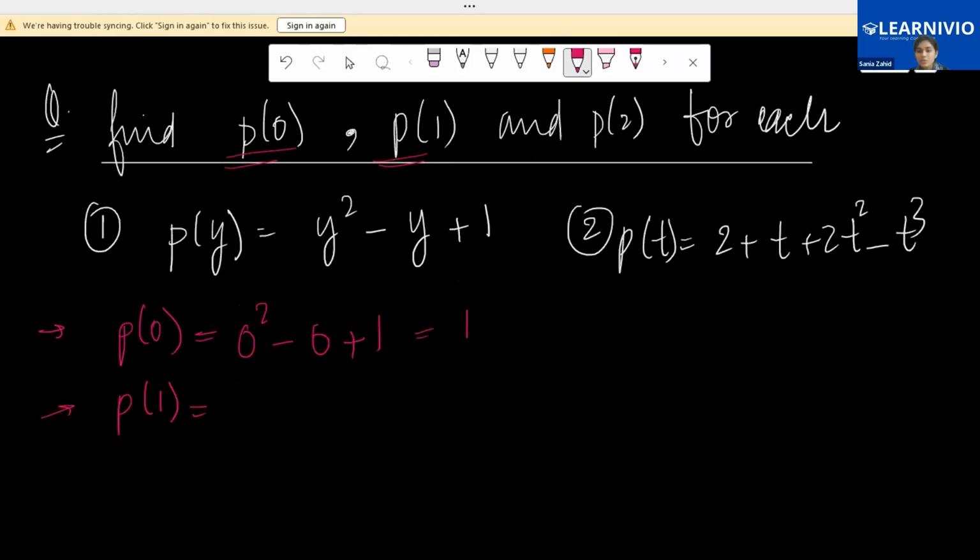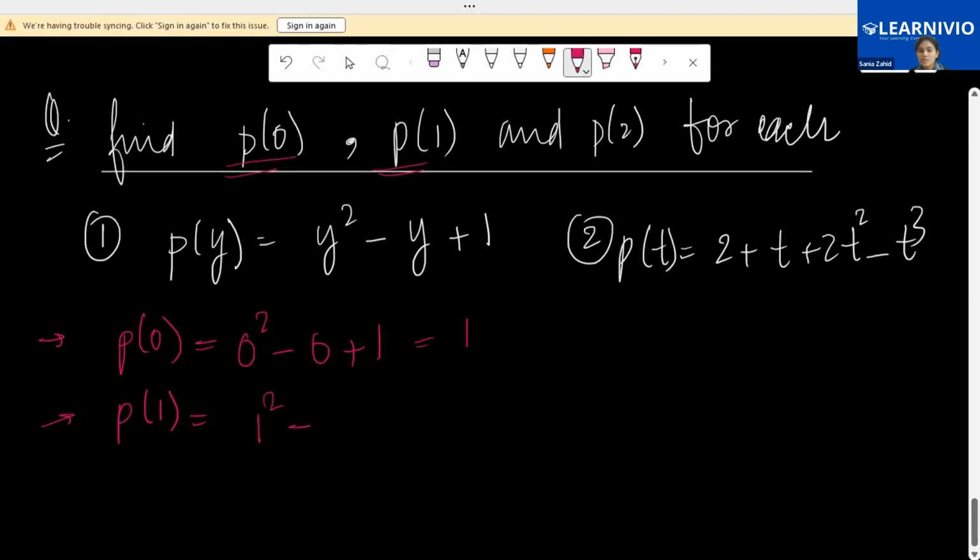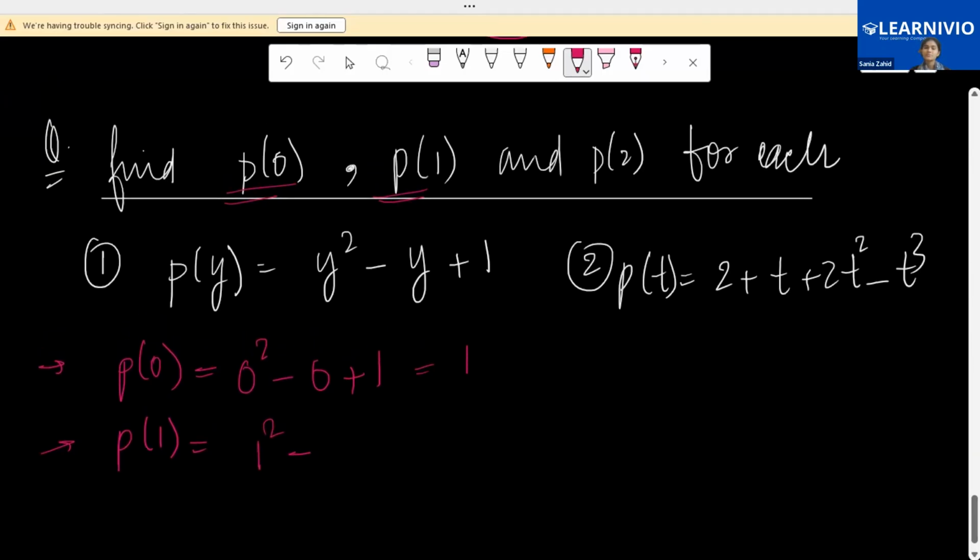1. Hafsa, are you understanding? Hafsa, so tell me what you don't understand. Like, I don't understand where you got the P0 from. That's written in the question. See, find the value of P0. So P0 means everywhere instead of y you write 0.